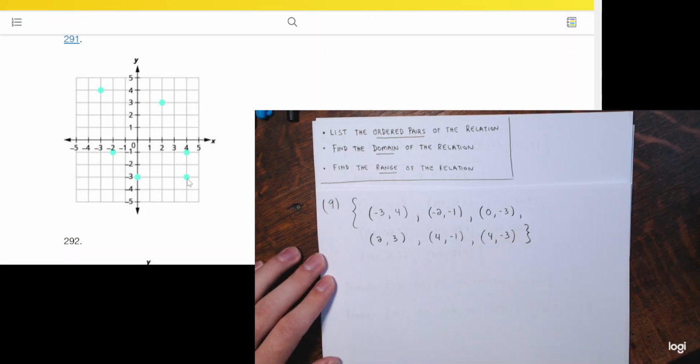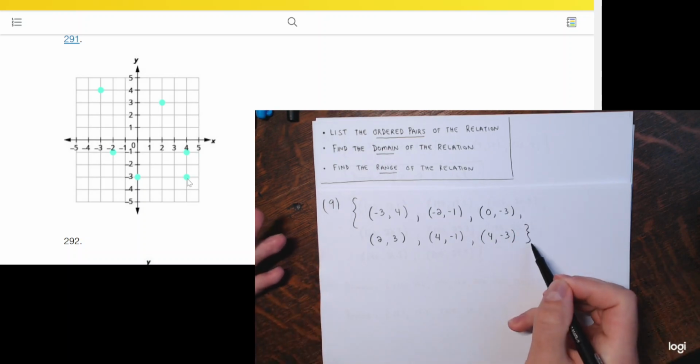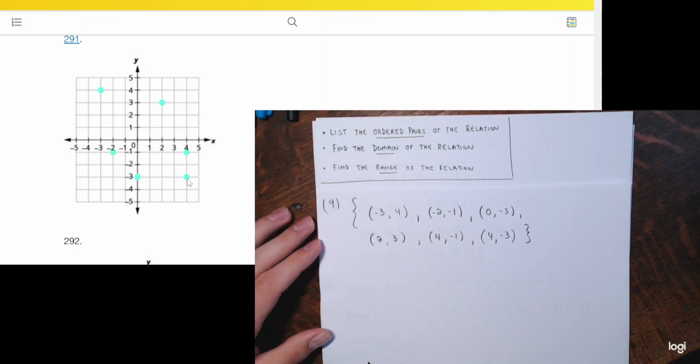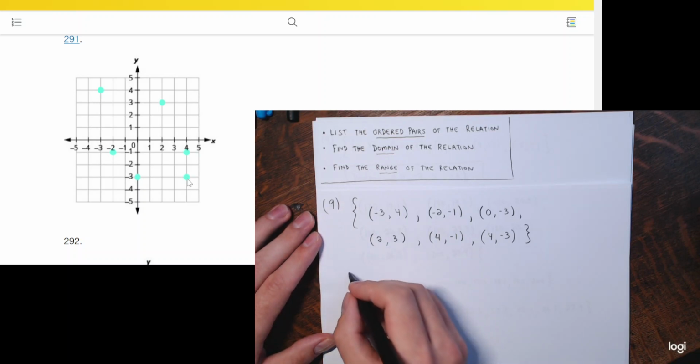Okay, so there we go. And then I close the braces, and there's a set of 6 ordered pairs, right? This relation with 6 ordered pairs, these 6 points on this graph. So that's the first thing we were asked to do. Then state the domain.